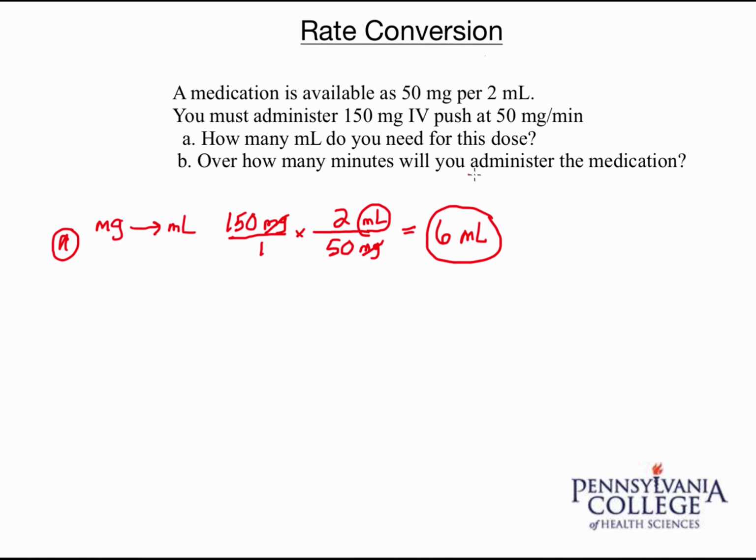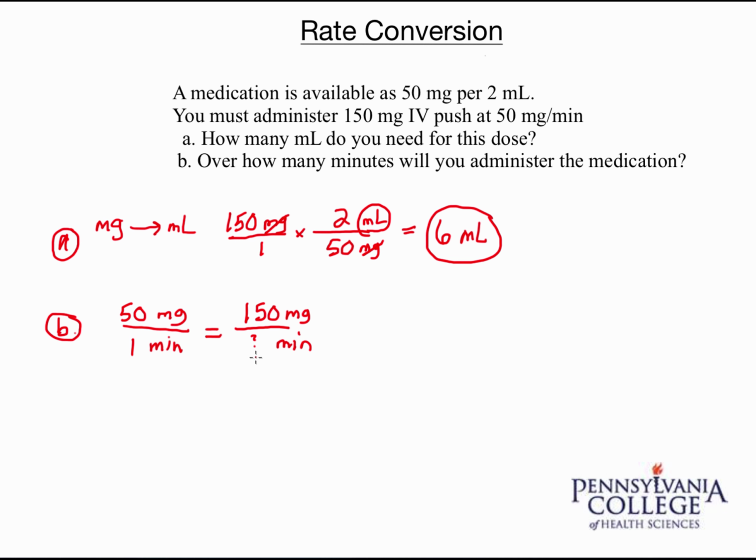Over how many minutes will we administer this medication? This is part B. We know that the medication needs to be infused 50 milligrams every 1 minute. We are not giving 50 milligrams. If we were only providing 50 milligrams, our time here for the IV push would be 1 minute. But we are providing, and I'm going to use a proportion here, we are providing 150 milligrams. What we need to know is, if we're providing 150 milligrams, how many minutes is that?